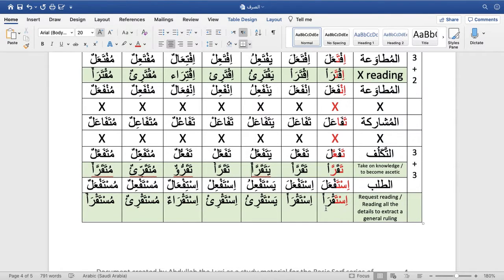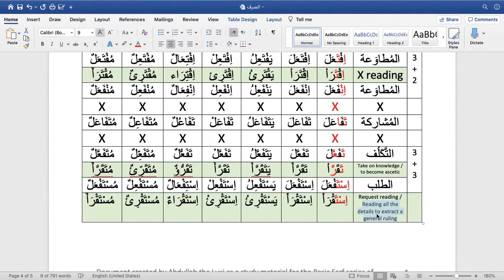Now, istaqra'a, and as we say, the wazn istaf'ala has mainly the meaning of talab, request. So it's like requesting somebody to read. That is the main meaning. Istaqra'a, yastaqri'u, istaqri, istiqra'un, mustaqri'un, mustaqra'un. However, please pay attention to this. It also has another meaning.